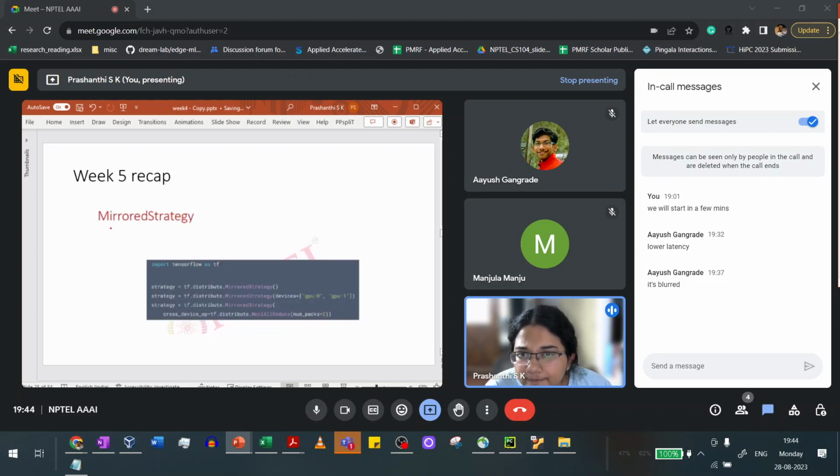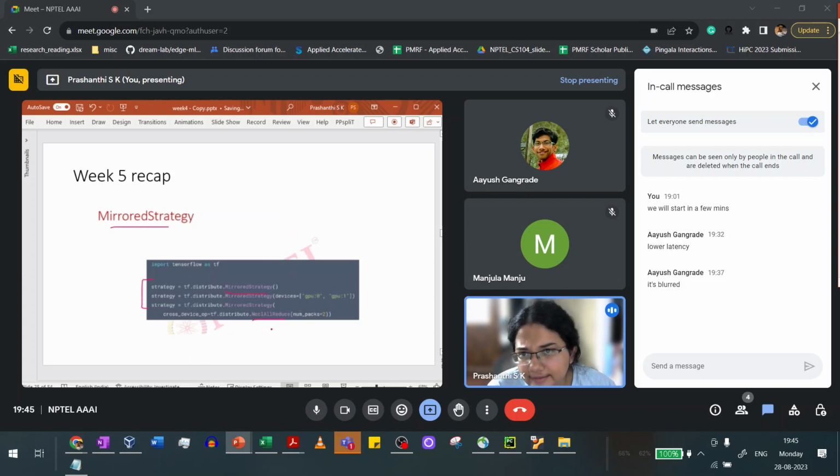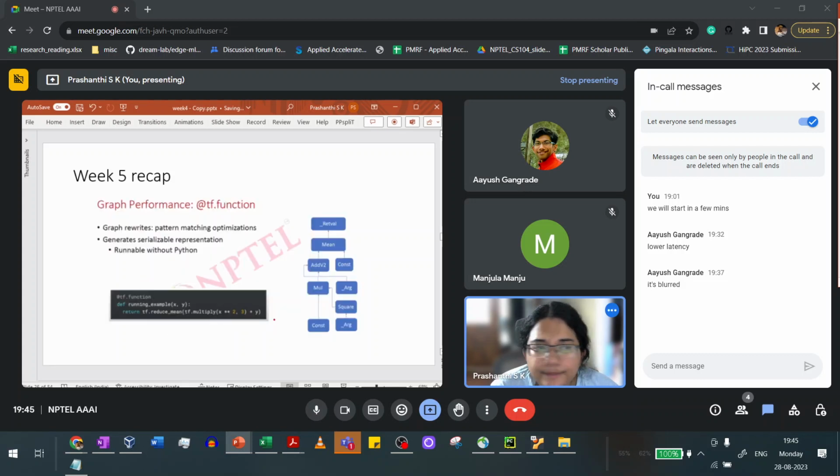So with that, mirrored strategy was one of the simplest things that you could do. You can see how simple it is here. If you want to do this on multiple GPUs, you say mirrored strategy devices equal to 0 and 1, and then you say mirrored strategy cross device op equal to NCCL all reduce. This is how you are aggregating your gradients. This is as simple as it gets to do distributed training. So that's all we had about distributed training.